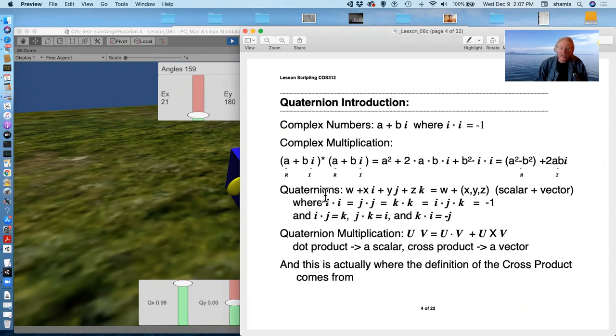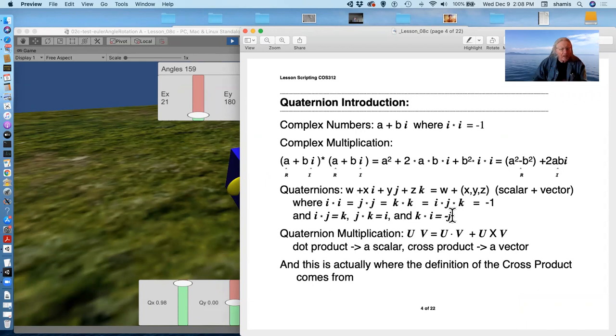And i, j, and k are imaginary numbers in the sense that i times itself, j times itself, and k times itself are all equal to -1. And the mixed products are: i times j is equal to k, j times k is equal to i, and k times i is equal to j. So there's a whole bunch of arithmetic that goes with doing quaternion products.